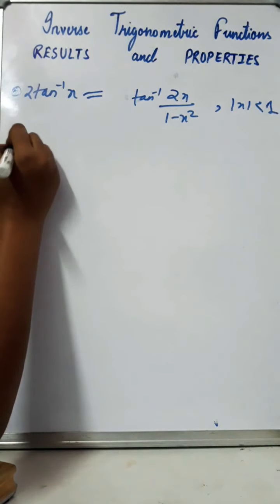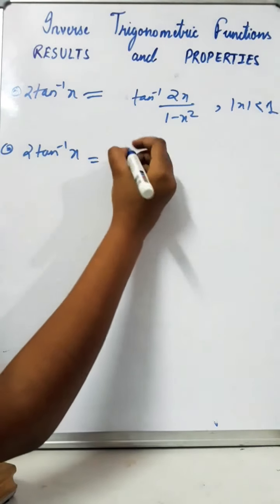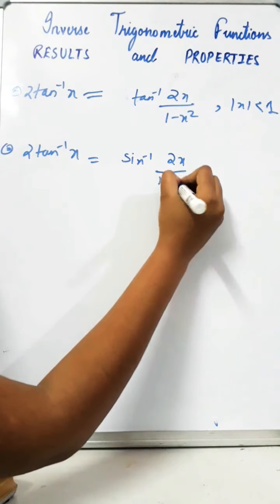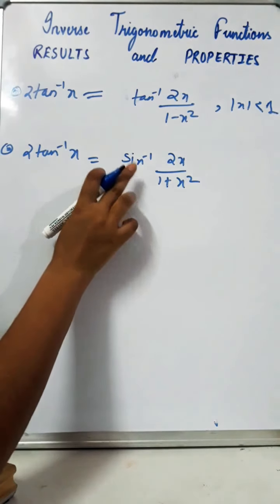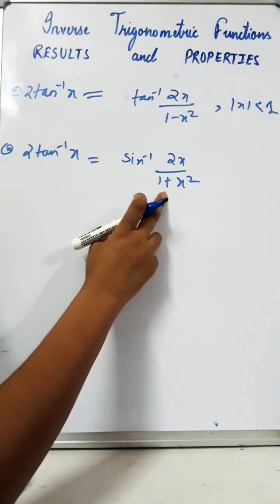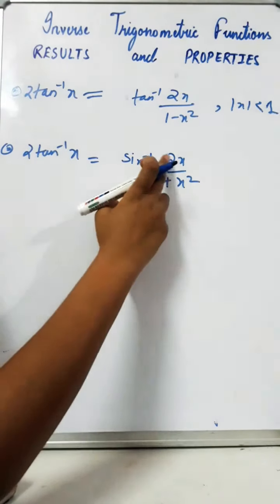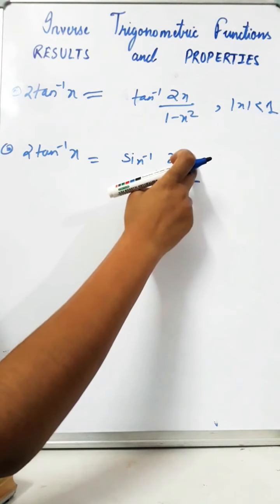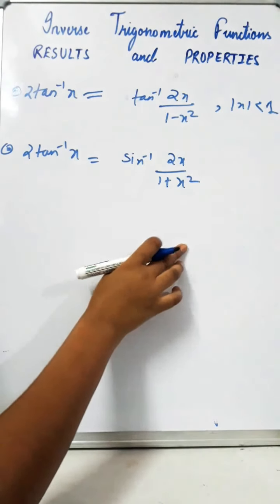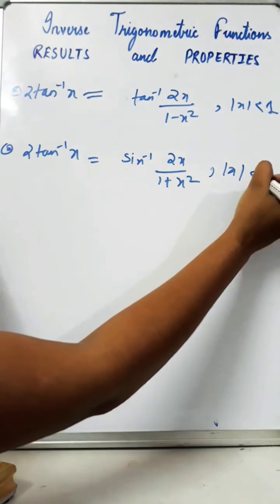Now this 2 times tan inverse x can be represented in the form of sine inverse also, which is sine inverse 2x upon 1 plus x square, right? Because sine 2 theta can be written as 2 tan theta upon 1 plus tan square theta. So basically what you have to do here is take x as tan theta and solve this. Here your limit is going to be, x belongs to, x is smaller than or equal to 1.